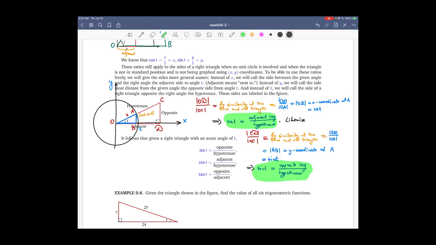That is a very useful definition. It allows us to think of sine and cosine in the context of right triangles without any unit circles.